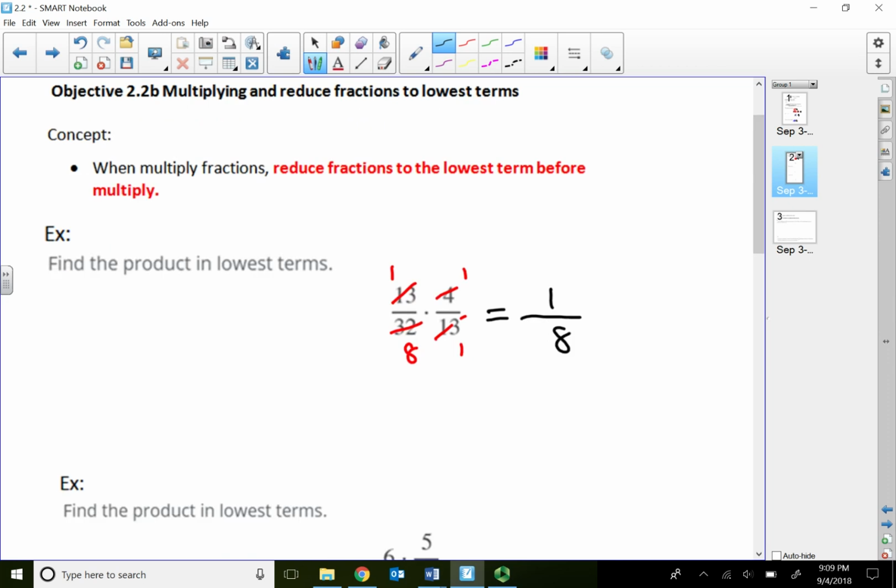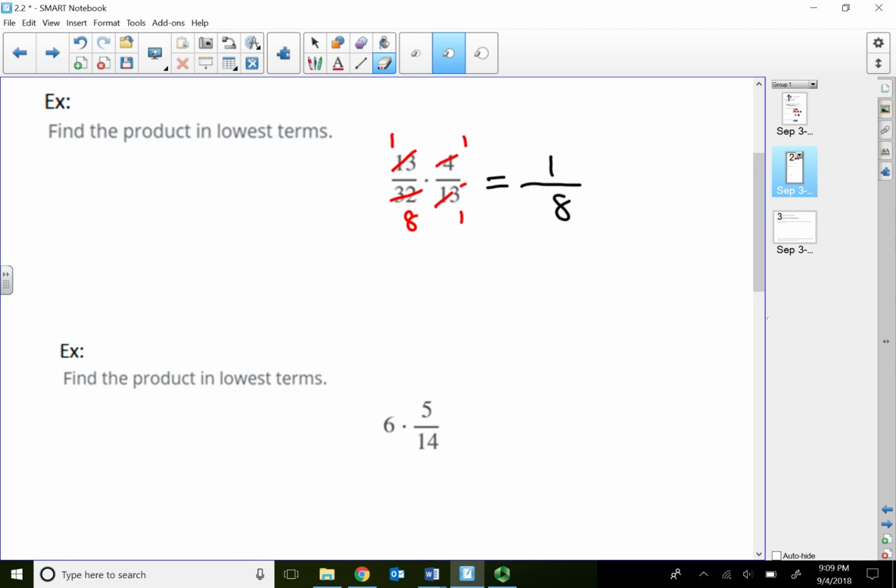There is no such thing as cross reducing. No such thing as cross reduce. When we multiply fractions, we simply reduce the top numbers with the bottom numbers. The reason we're allowed to do that is because multiplication between anything is one term. Everything within one term, we can try to simplify.